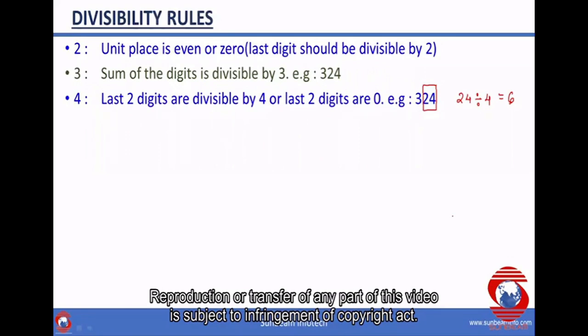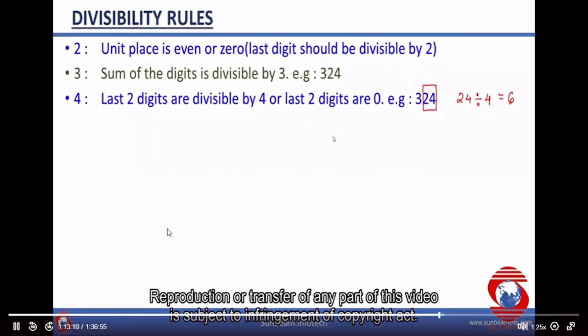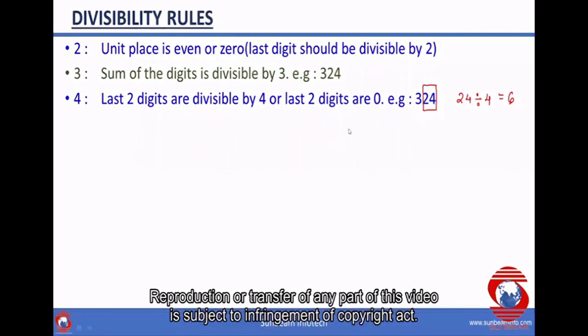Can I say so? Yes. So now students, can I say this whole number, this 324, is divisible by 4? Yes. So this entire big number is divisible by 4.